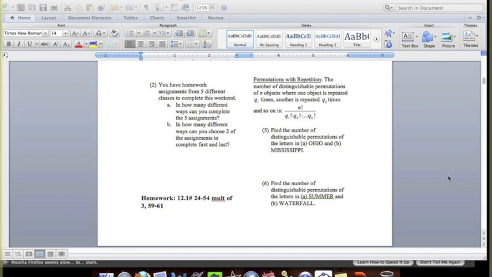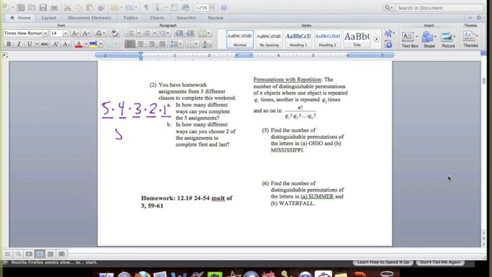Number 2. You have homework assignments from 5 different classes to complete this weekend. In how many different ways can you complete the 5 assignments? 1, 2, 3, 4, 5. As I'm looking at the 5 textbooks sitting out in front of me, I could choose any of them to do first. Then once I have 1 done, I could do any of the 4, 3, 2, and something's going to get done last. Okay.